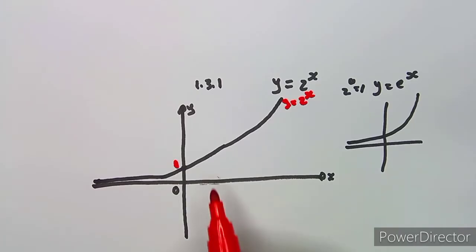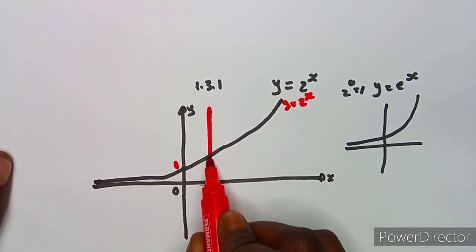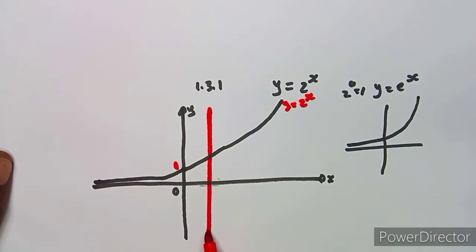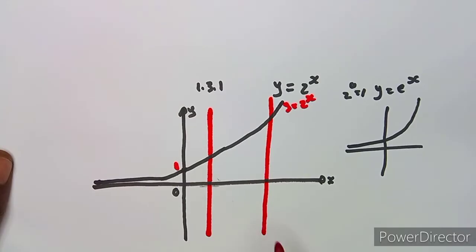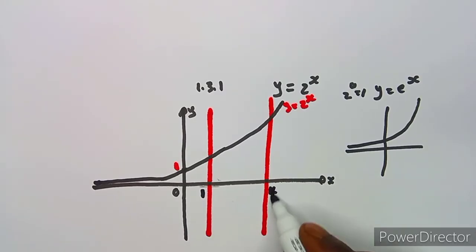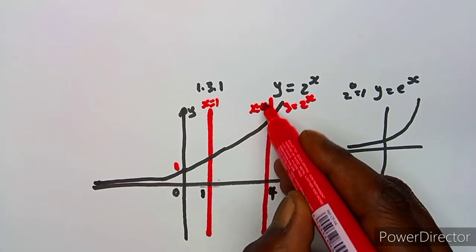So x is equal to 1. This is a vertical line which passes through the point 1, and x is equal to 4 is the same thing. It's a vertical line which passes through the point where x is equal to 4. So this is 1 here and this is 4. So that's what we have. So these are the lines that we have. x is equal to 1 and x is equal to 4.